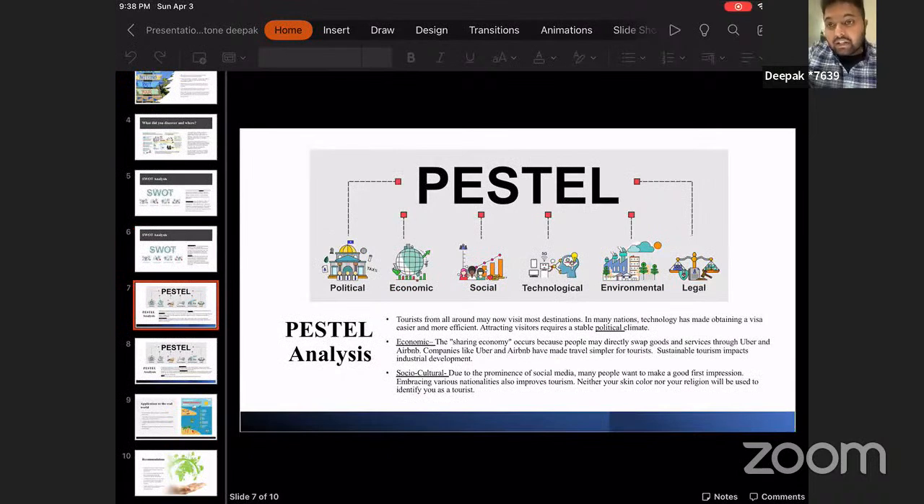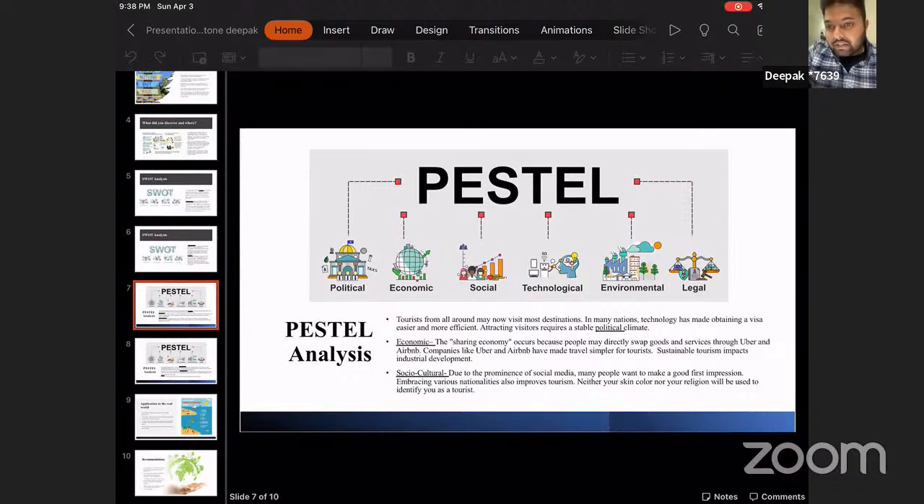PESTEL, that is political, economic, social, technological, environmental, and legal. Tourists from all around may now visit most destinations. In many nations, technology has made obtaining a visa easier and more efficient. Attracting visitors requires a stable political climate. As far as economic, the sharing economy occurs because people may directly swap goods and services through Uber and Airbnb. Companies like Uber and Airbnb have made travel simpler for tourists.